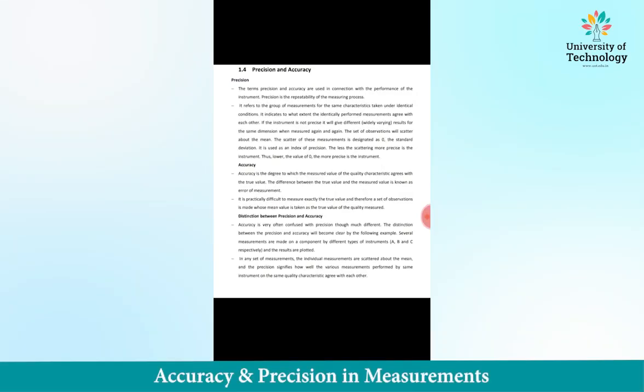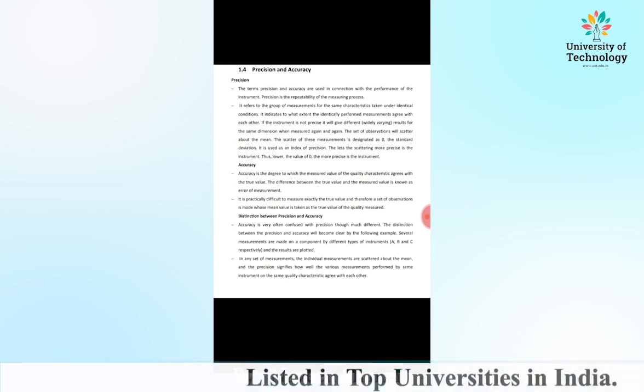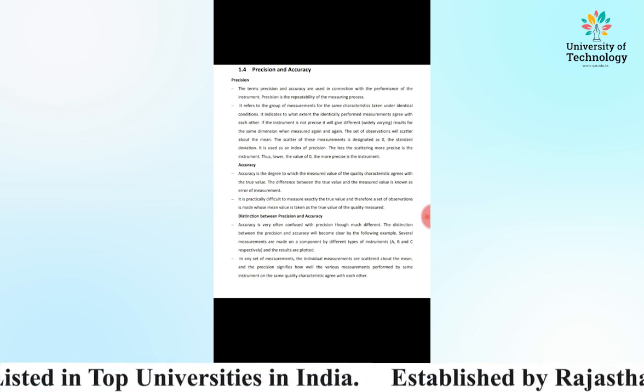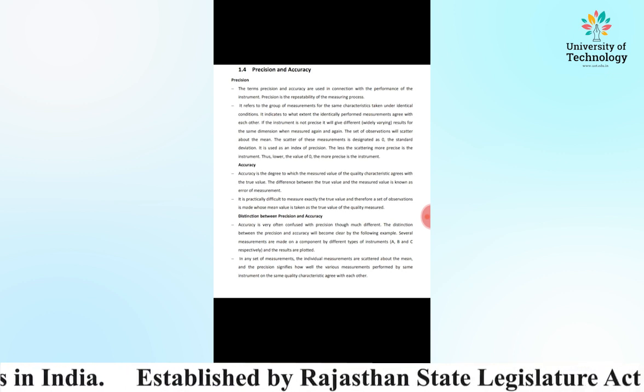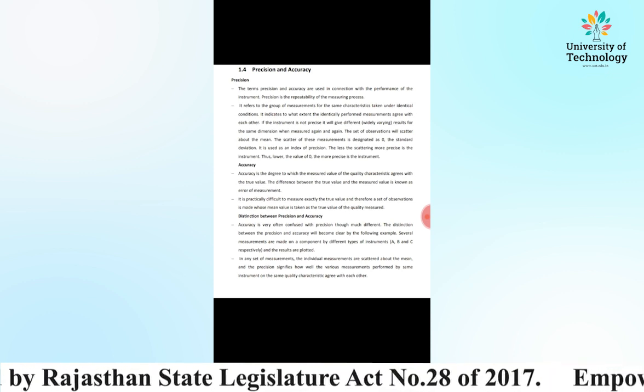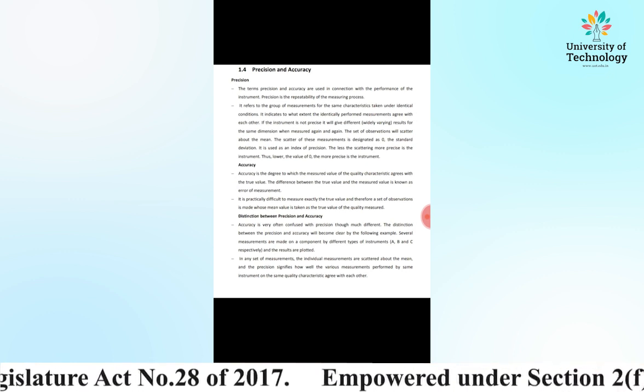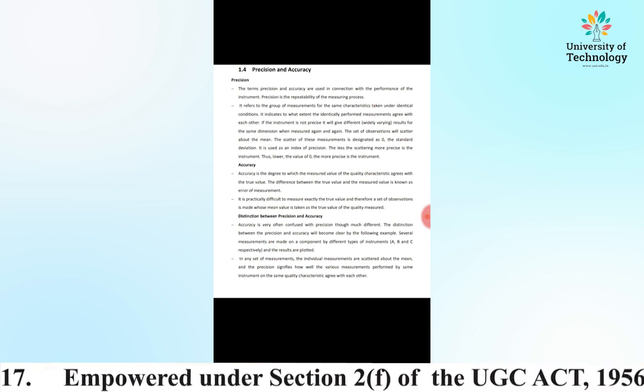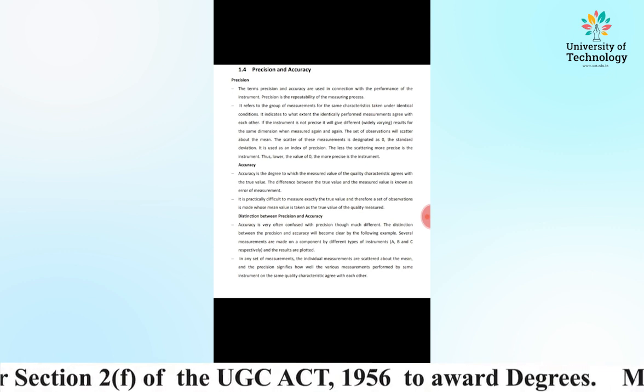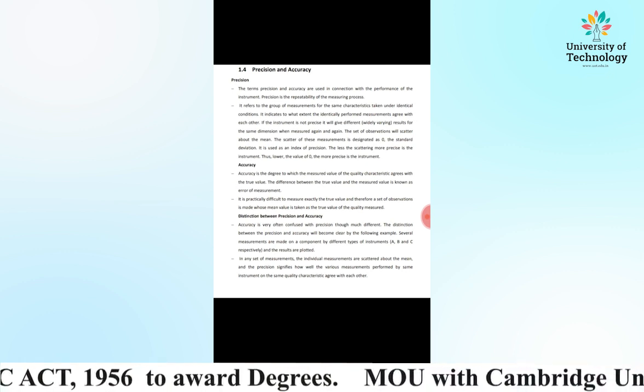Today, we will discuss the topic precision and accuracy in measurement and metrology. First of all, we have to discuss what precision is. The terms precision and accuracy are used in connection with the performance of the instrument or the value that we have to measure.